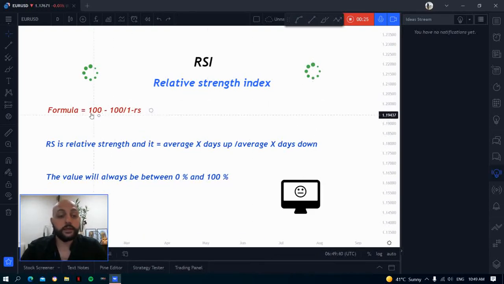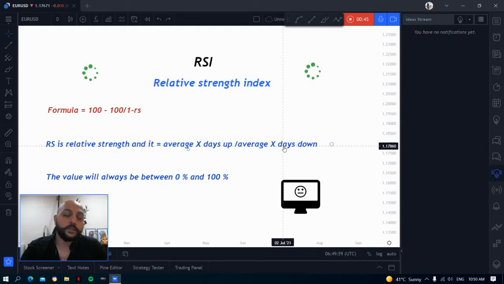It's usually calculated as 100 minus 100 divided by 1 plus RS. So what is RS? RS is relative strength, and it's calculated as the average of X, where X is the price, days up divided by the average of days down.